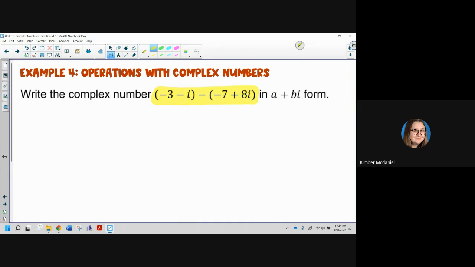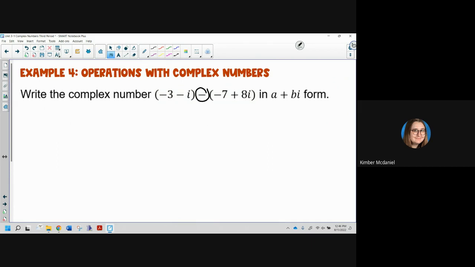So example 4 says, write the complex number -3 minus i minus -7 plus 8i in a plus bi form. So again, this problem says, write the complex number -3 minus i minus -7 plus 8i in a plus bi form. Now, we're going to talk about this over the next few examples, but I want to make a note here that you cannot double distribute here because of this minus sign.